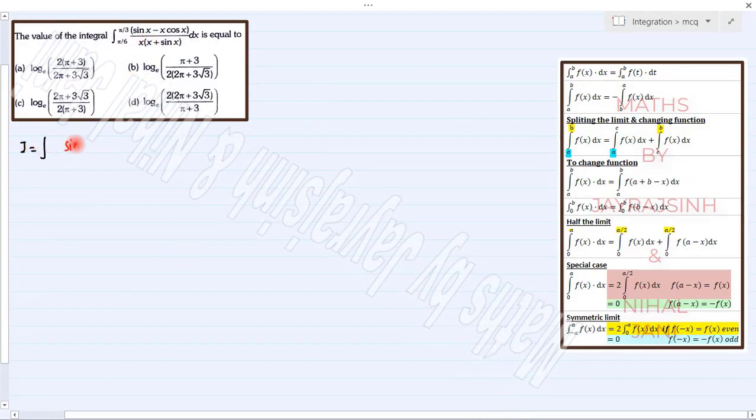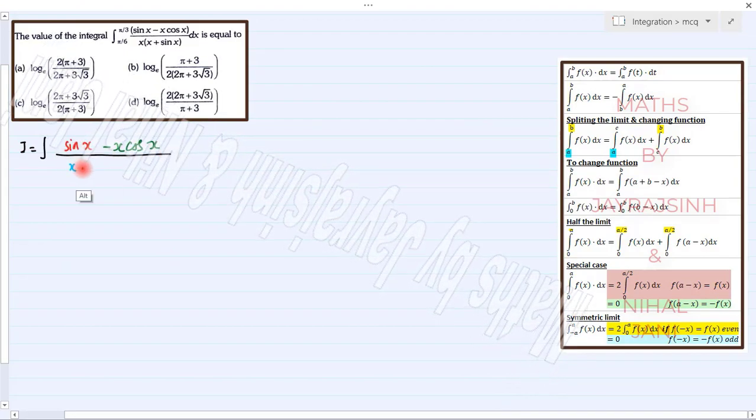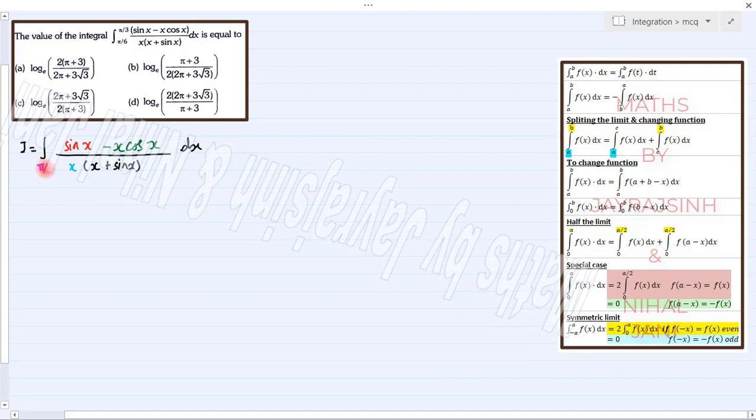Here we have to integrate sin x minus x cos x upon x into x plus sin x from pi by 6 to pi by 3.